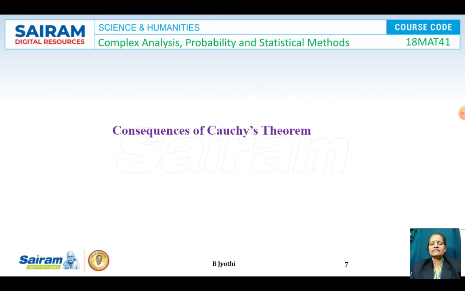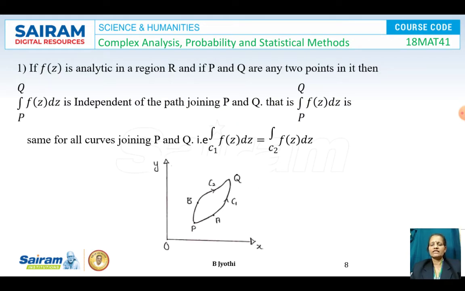Next, let us discuss the consequences of Cauchy's theorem. First consequence: if f of z is analytic in a region R and if p and q are any two points in it, then the integral from p to q of f of z dz is independent of the path joining p and q. That is, the integral from p to q of f of z dz is the same for all curves joining p and q. Let me just illustrate.